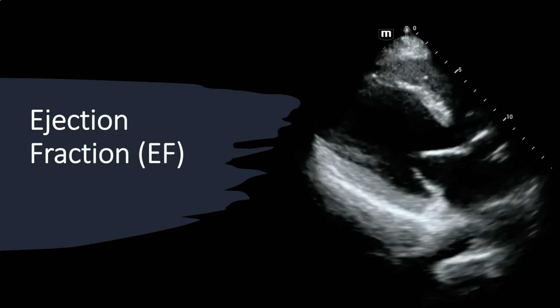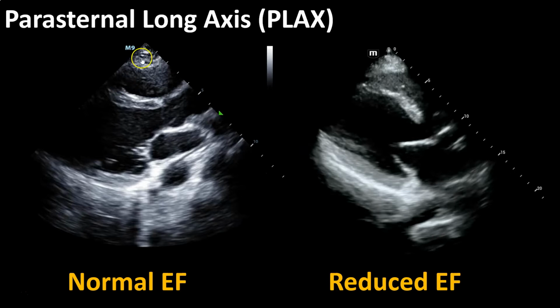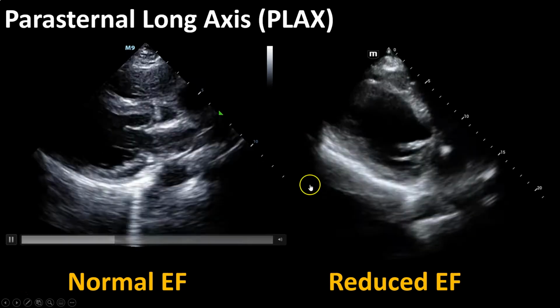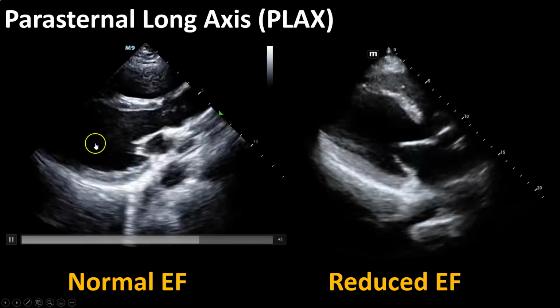There's a few different views you can use to look at this. Most people will start off by looking at the parasternal long axis view. When you look at the parasternal long axis view, you're typically, as a reminder of your anatomy, left atrium here, left ventricle here, aortic outflow tract here, RV here. Same thing duplicated here.